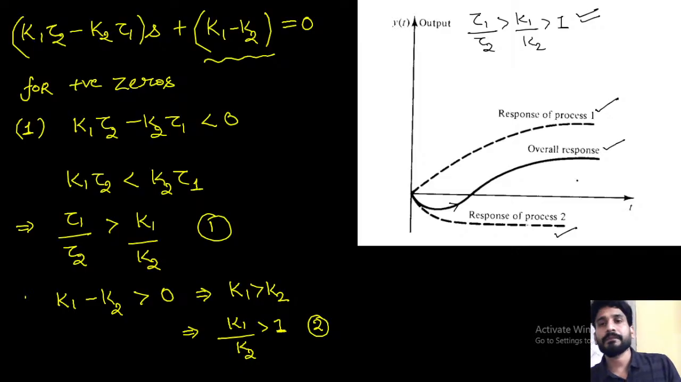Is it clear to you or not? Initially, if you see, the process 2 is faster as compared to process 1. That's why in this region the overall response will be towards the opposite side. Initially the overall will be on the opposite side. Why? Because initially process 2 is faster, but overall if you see after that, the response of process 1 will be faster as compared to process 2. Is it clear? It is clear.